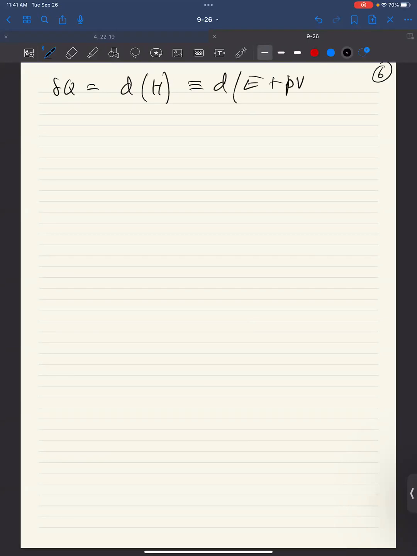So what I want to show, and I want someone to help me work through this, is that delta Q is equal to dH, which is defined as d of E plus PV, for constant pressure. How should I prove this?